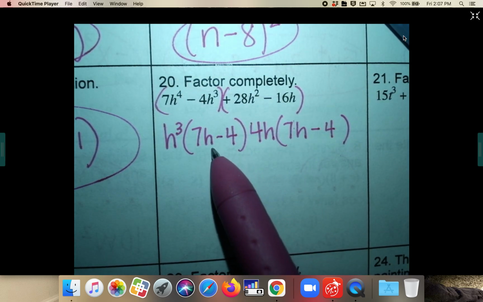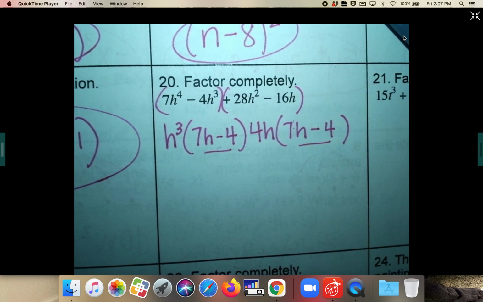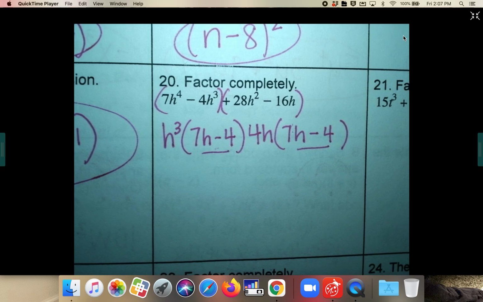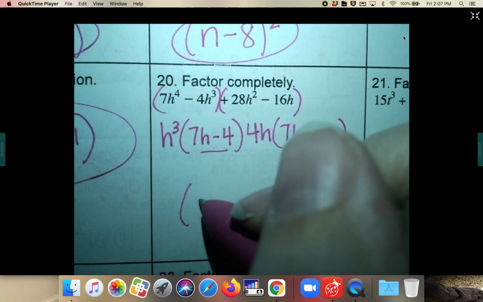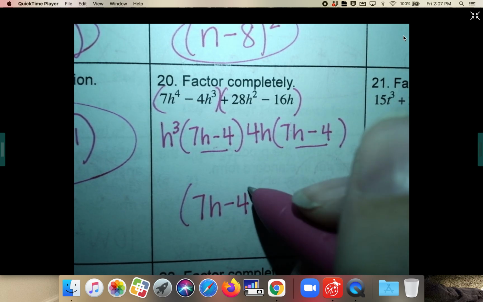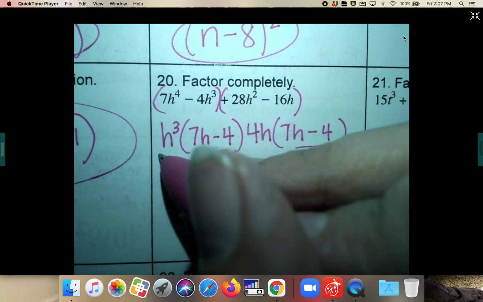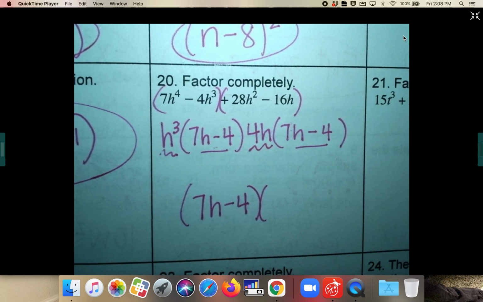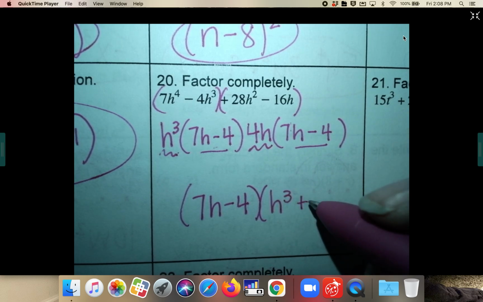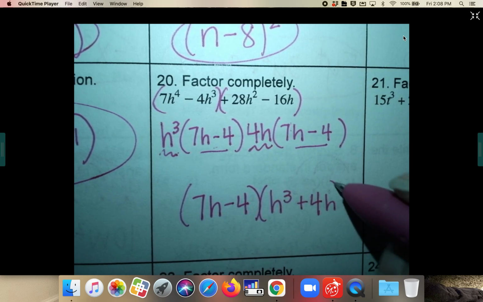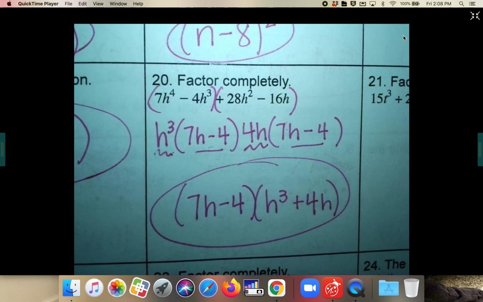Okay, let's look. Thank goodness we have the same thing twice. Since we have this same thing twice, we know we did it right. So the thing that is written the same twice is one set of parentheses of your answer, and the other part of your parentheses answer is the greatest common factors that you pulled out from each one. So h to the third and positive 4h. And the order doesn't matter. If you guys put this one first and this one second, it does not matter.